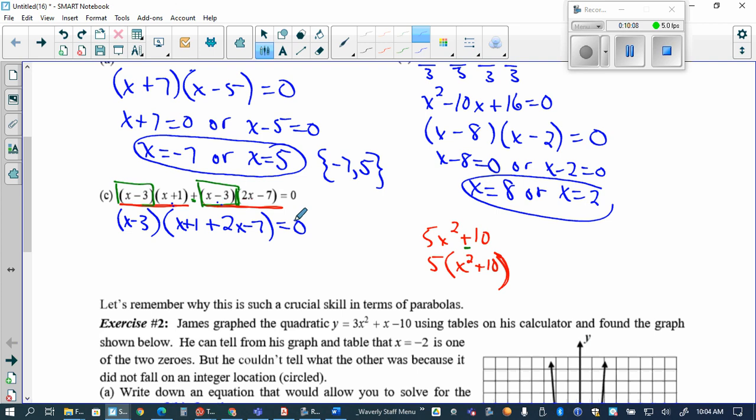Okay. If I take the 5x squared and I divide it by 5, what's left? X squared. If I take the 10, divide it by 5, what's left? Oh, that should be 2. Sorry, 2. What's left? 2. That's all I did here. But still, I don't understand how you added 2.